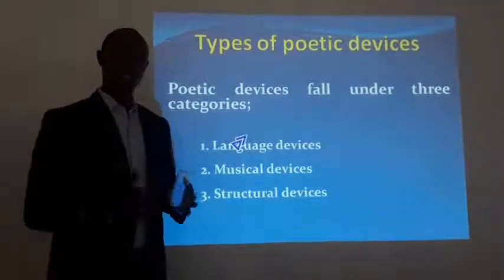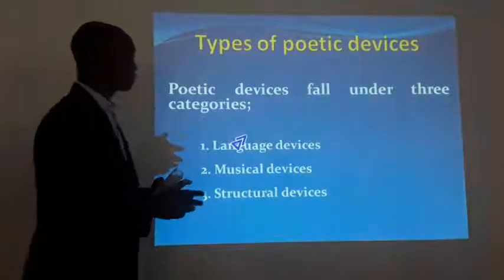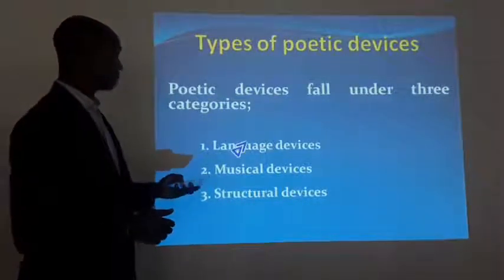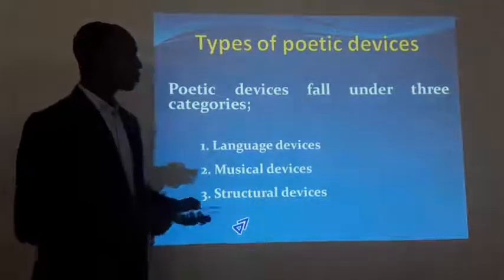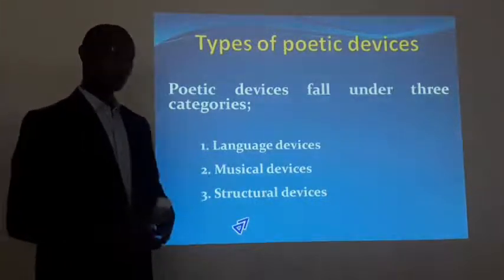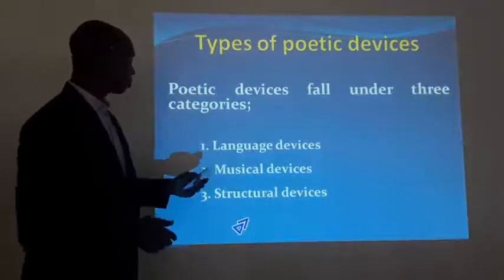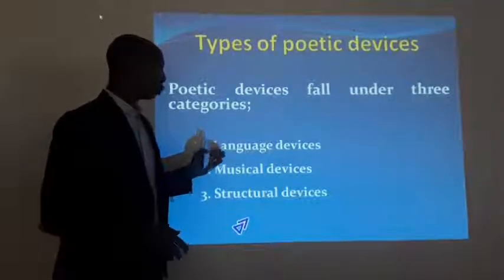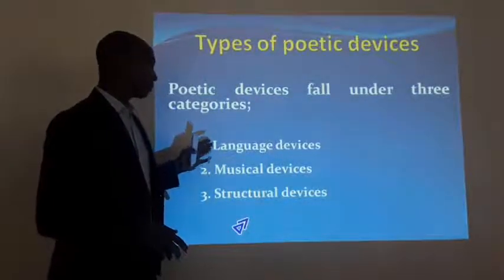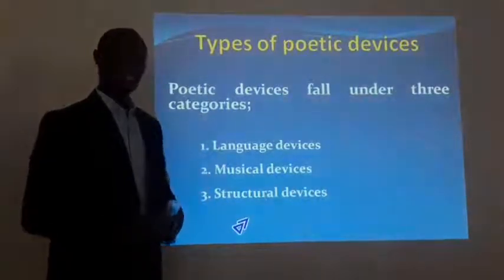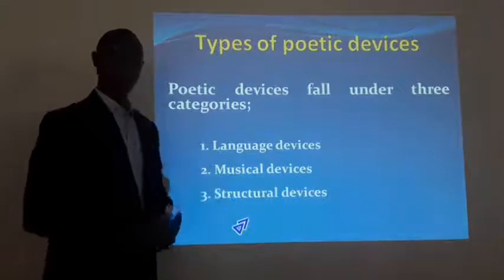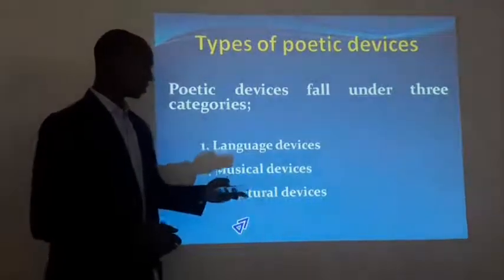There are three categories of poetic devices. Firstly, there are language devices, musical devices, as well as structural devices. For today's lesson, we are going to discuss basically these two devices, language devices and musical devices. In the next session, we shall have the last, which is structural devices.